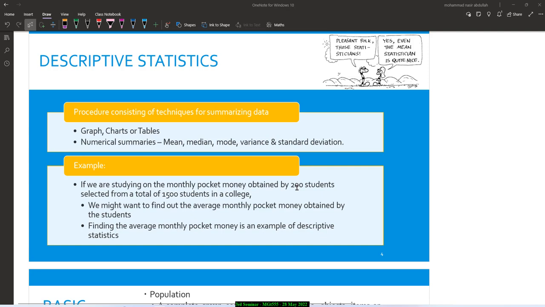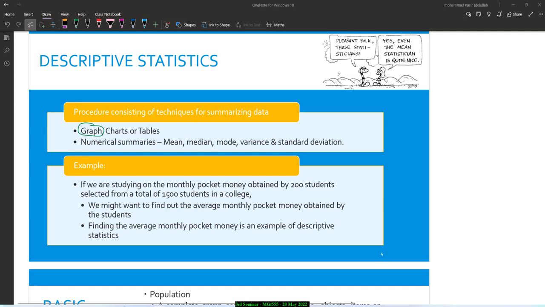So descriptive statistics, kita tengok the procedures and techniques. Tadi I sebut kita nak describe the data, either what is the maximum value, what is the minimum value, what is the average, what is the standard deviation, and so on lah. So the procedure consists of techniques for summarizing data. Kita ada beberapa procedure lah yang kita boleh tengok dalam descriptive statistics. First, using graph, chart or table. With a table selalunya kita akan tengok dia punya distribution: what is the minimum value, what is the maximum value, what is the type of distribution. And for numerical summaries, we have mean, median, mode, variance, and standard deviation.